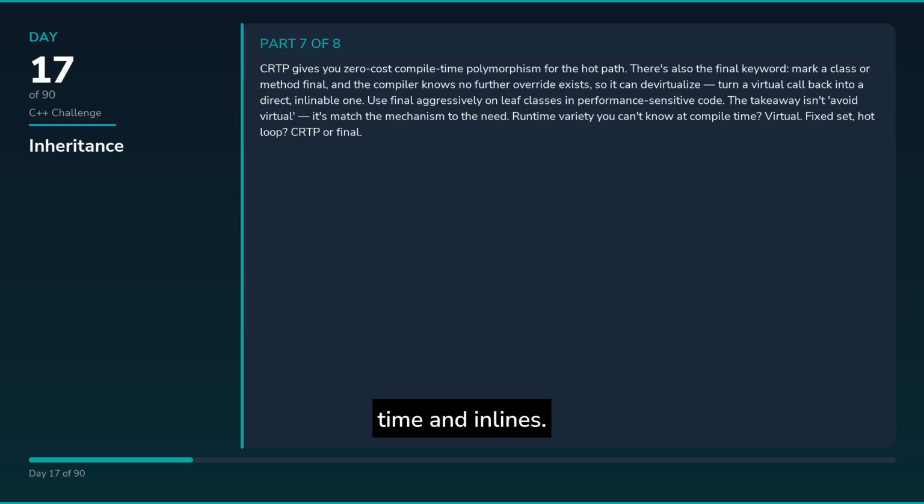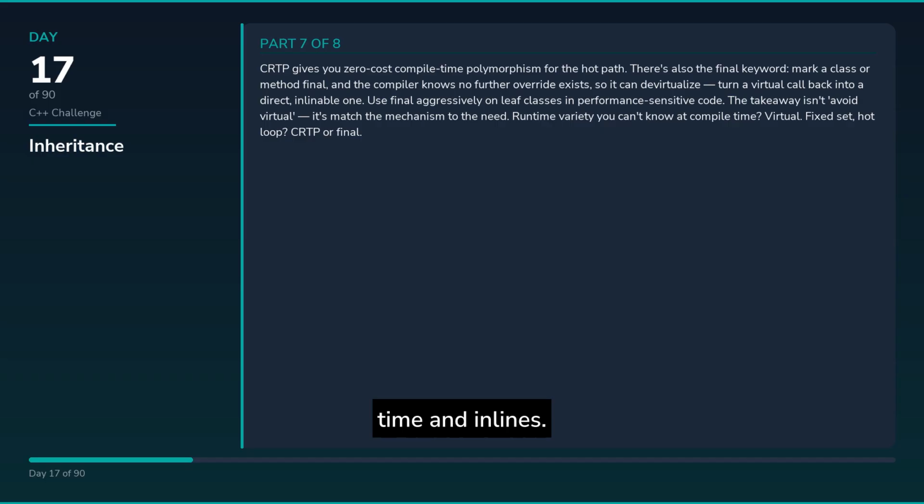There's also the final keyword. Mark a class or method final, and the compiler knows no further override exists, so it can devirtualize, turn a virtual call back into a direct, inlineable one. Use final aggressively on leaf classes in performance-sensitive code. The takeaway isn't avoid virtual, it's match the mechanism to the need.